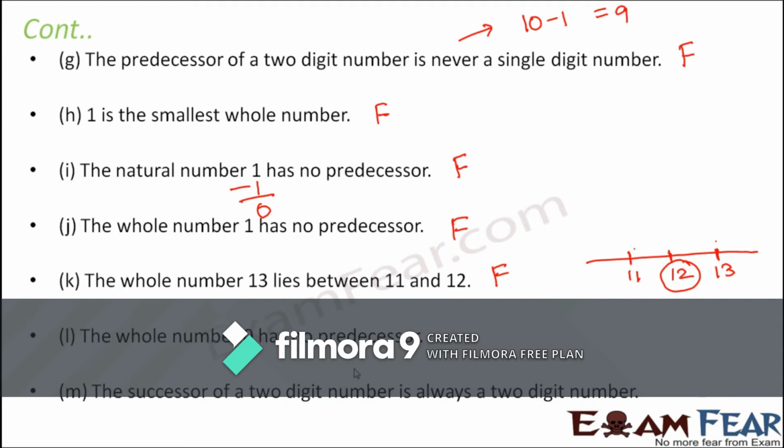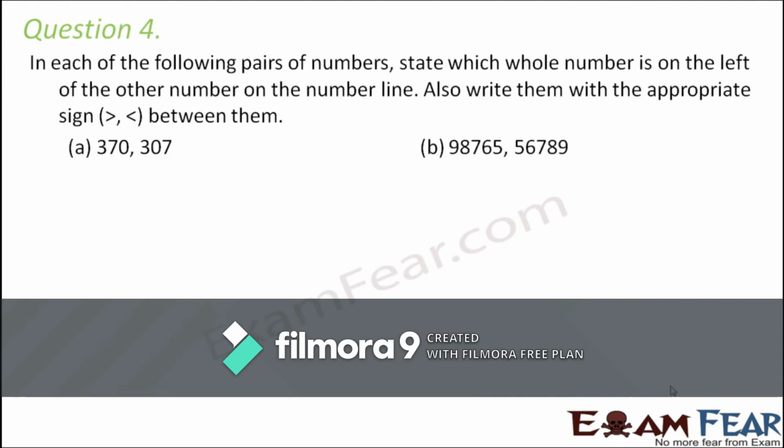The successor of a two-digit number is always a two-digit number. That is also not really true, because if you take the example of 99, what is the successor of 99? If you add 1 to 99, what do you get? You get 100. So the successor of a two-digit number can be a three-digit number.